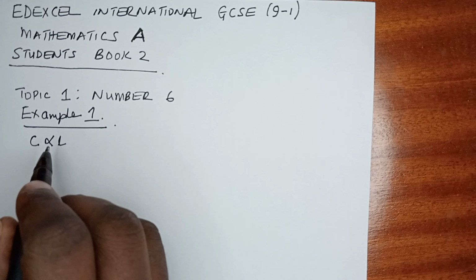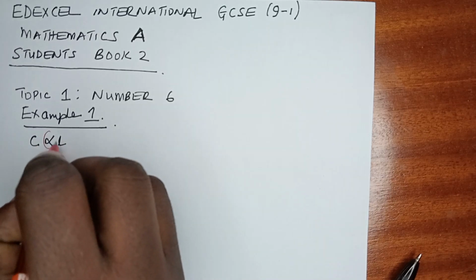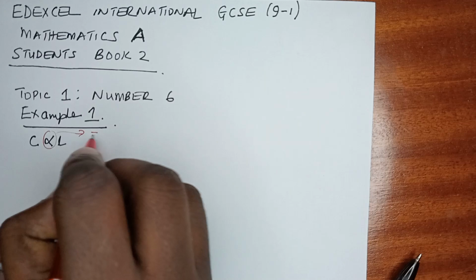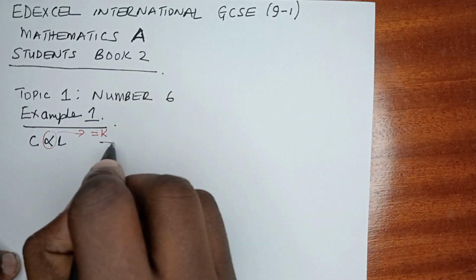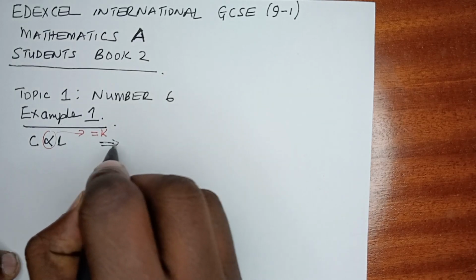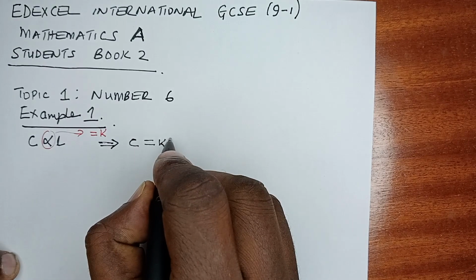But the symbol of proportionality is always substituted with an equal sign followed by a constant of proportionality k. So in this case, we can rewrite the same statement as follows. The cost is equal to KL.